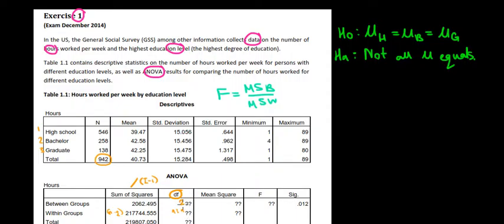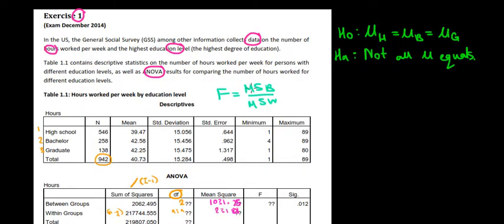So what do we do with them? We calculate the average variation, the mean sum of squares. So the mean sum of squares is going to be 2062.49 divided by 2. That's going to give us 1031.25 approximately. I'm rounding a bit. Now if we do the same over here, we would have 217,744.5 divided by 939. We would get approximately 231.88.